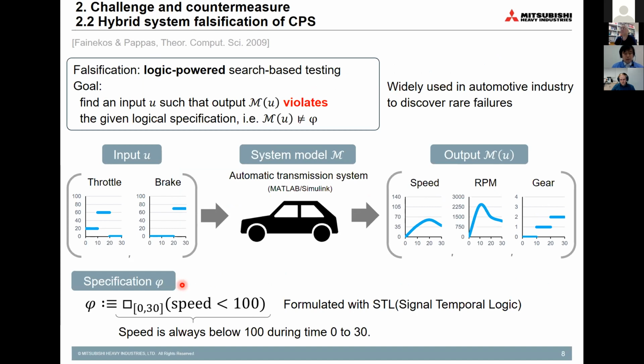Here, let me introduce hybrid system falsification. Hybrid system falsification is logic-powered search-based testing for the quality assurance of cyber-physical systems. Its goal is to find an input U whose output MU violates the given logical specification phi. The specification is described with signal temporal logic. In this example, the specification is that speed is always below 100 during time 0 to 30.